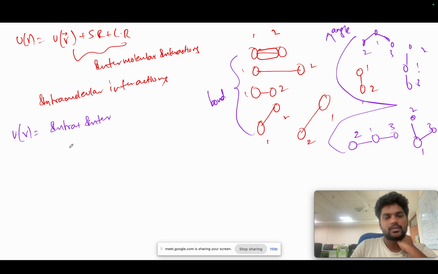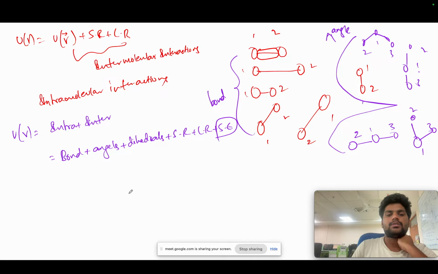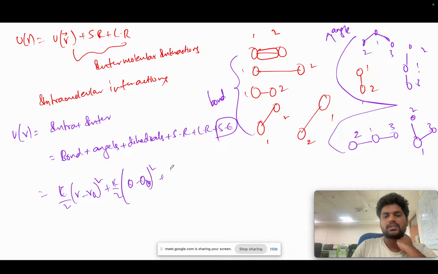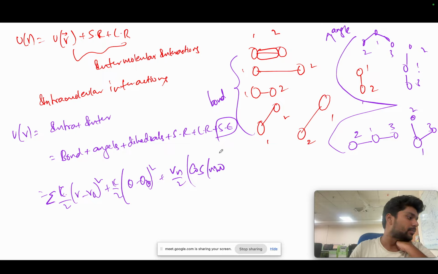So the final U will be intra plus inter. Intra is for the bonds: we have the bonds, the angles, the dihedrals, and inter is for the short range plus long range, plus we have the surface effect. As we discussed in the classes, it will be r minus r naught squared, plus theta minus theta naught squared, plus Vn by 2, I'm not writing the sigma, cos of n omega plus minus, and plus long range and short range interactions. As of now we are not talking about the surface effect.